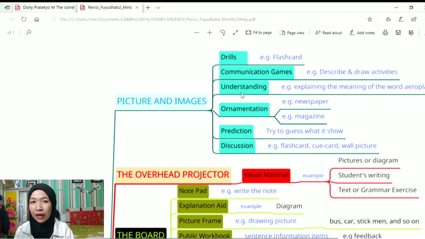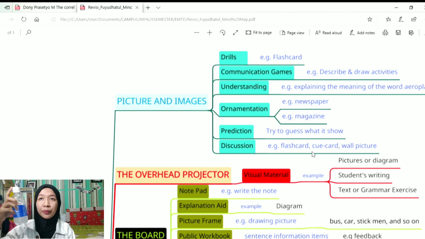And the third is understanding. For example, explaining the meaning of the word airplane. So, when a teacher wants to explain the word airplane, they can use the picture. Or maybe when a teacher wants to explain the bottle, she or he can show the bottle, or maybe the picture of a bottle.